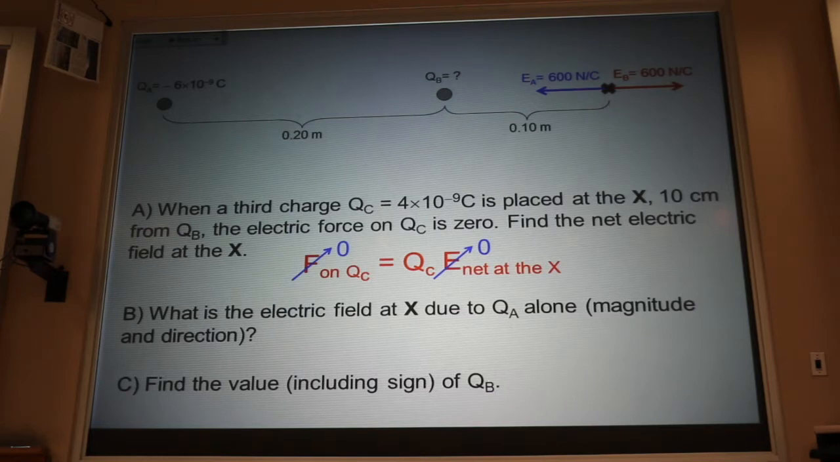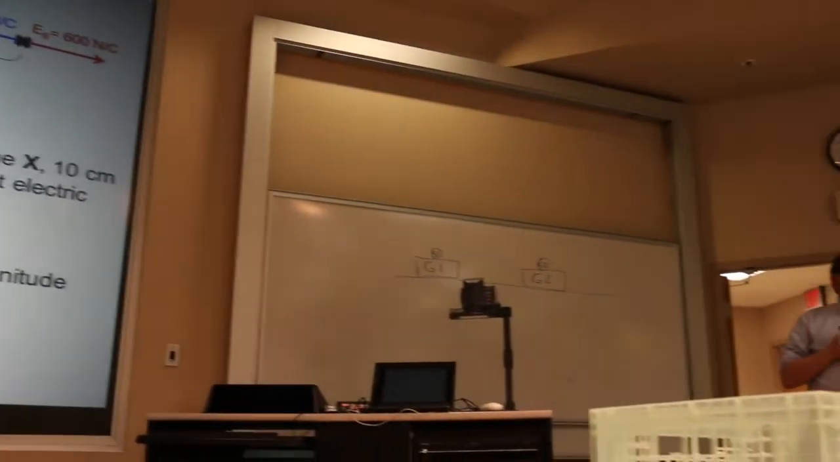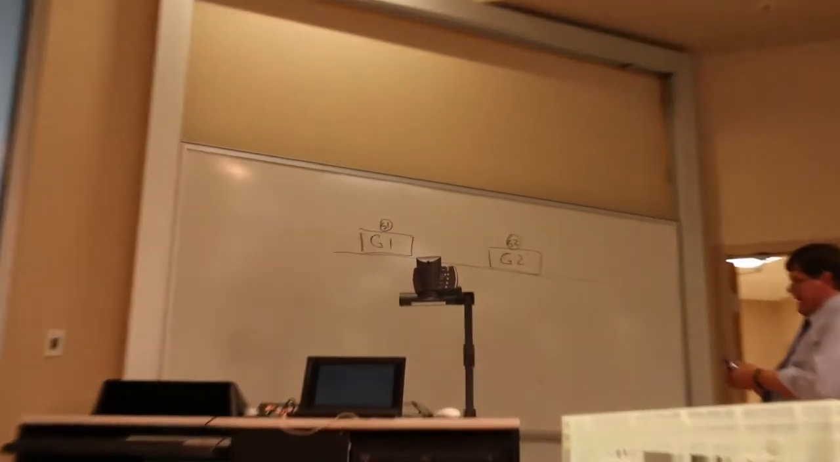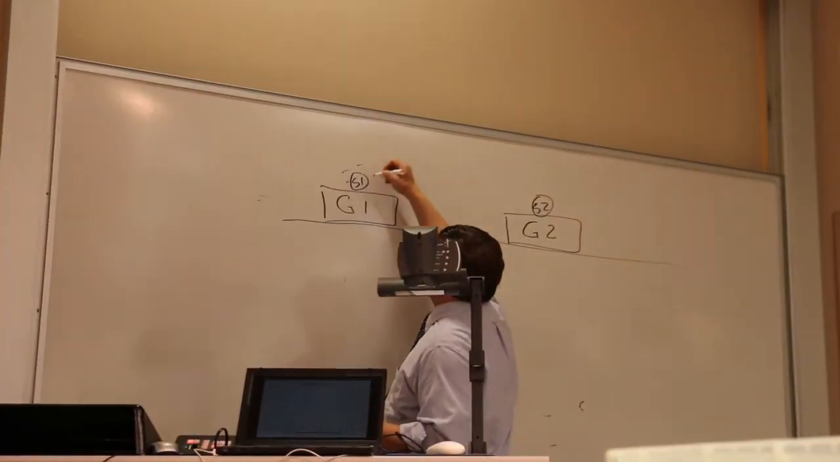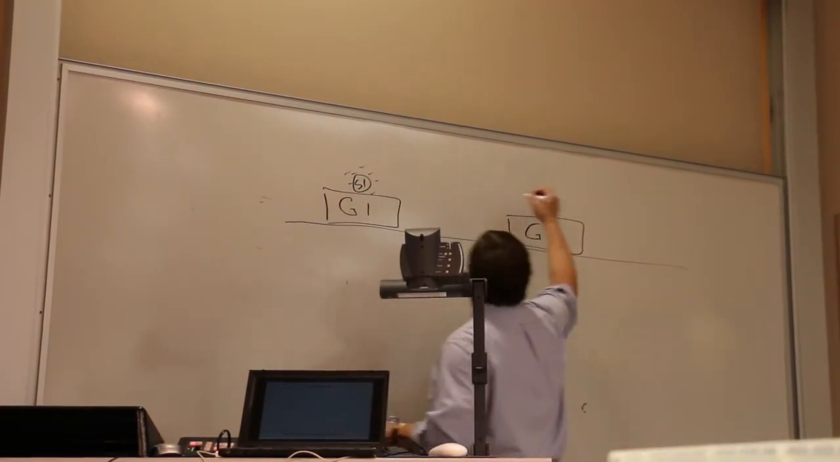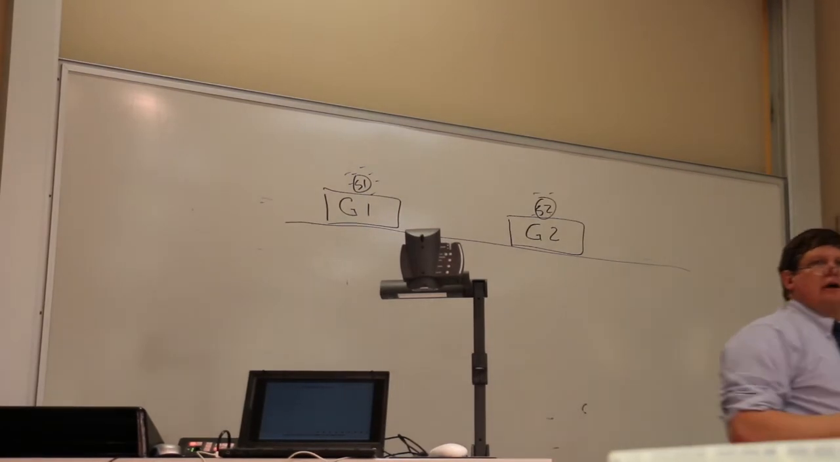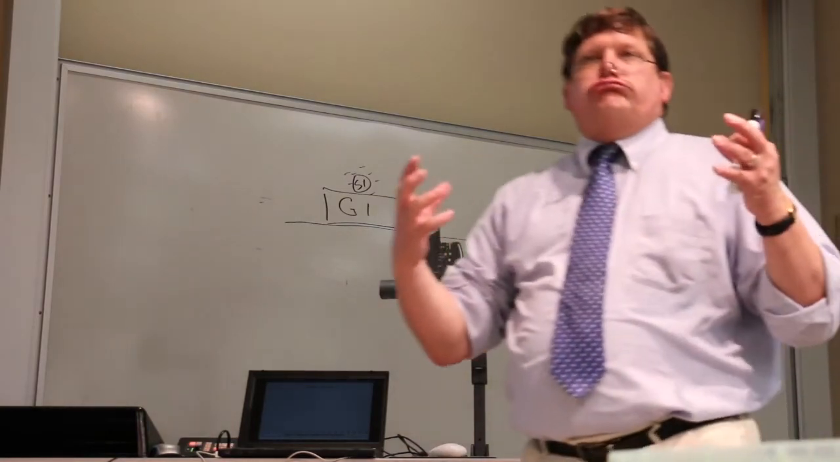You have these gliders on a frictionless track. Each glider has a sphere attached to it, so the sphere has to stay with the glider. We charge up these spheres, both negative, but sphere 1 has a greater magnitude of charge than sphere 2. Now, what are these gliders going to do?